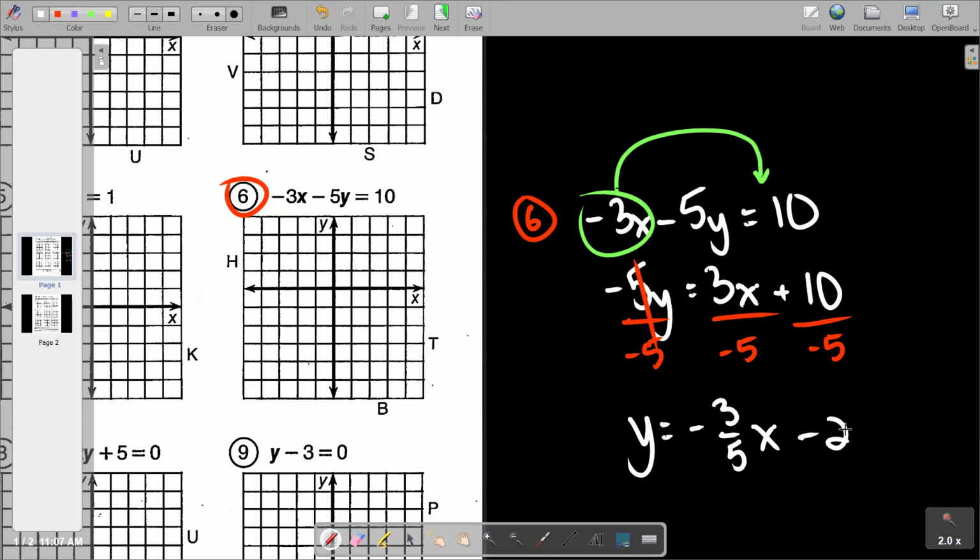And then I'm going to go back to my graph paper, and now I'm going to graph the equation that I just created. So where am I going to start this graph? Down 2 is correct, right? And we go down 2, and then what's the slope?